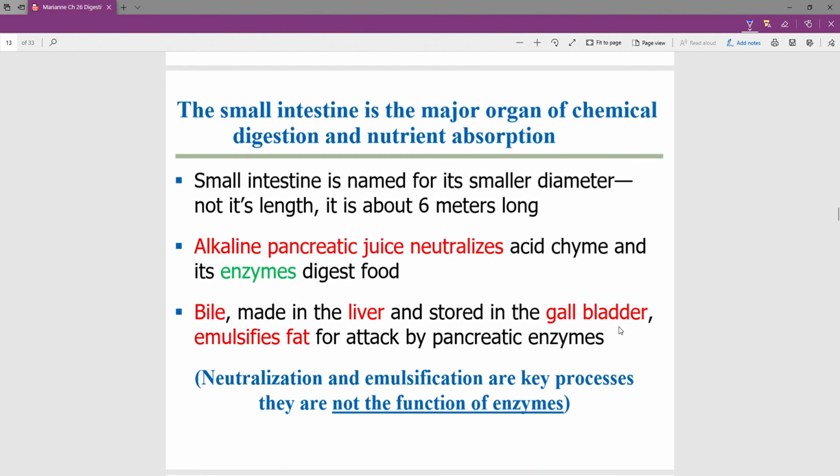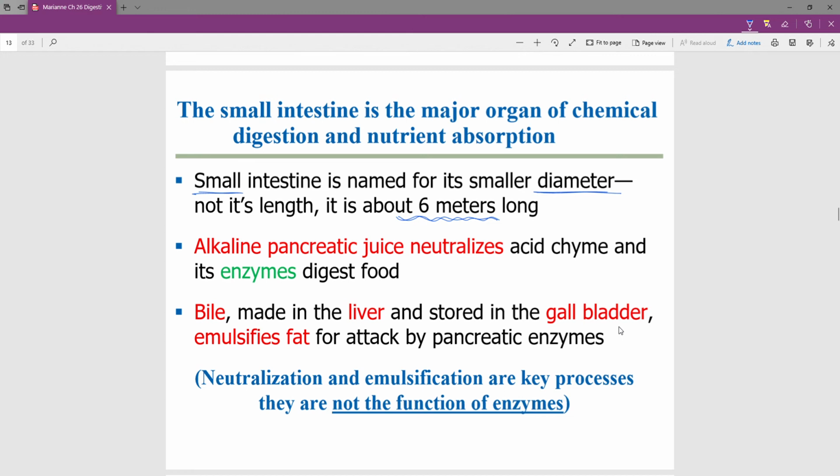We're done with the stomach and moving on to the small intestine. So the small intestine's job is primarily nutrient absorption. It's the major organ of chemical digestion and nutrient absorption, so we've got two things going on. I've already mentioned that the small intestine is named for its diameter, not its length. It's actually about 6 meters long, depending on how big a person you are. But regardless, even for a small person, that is a long tube.